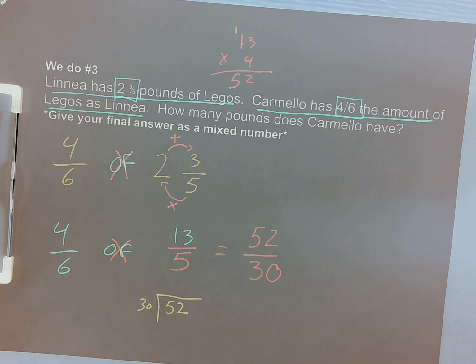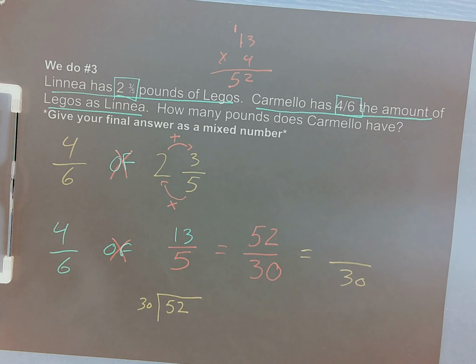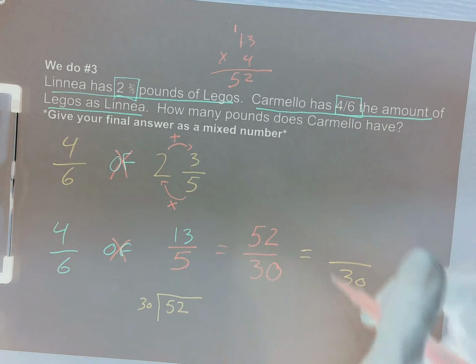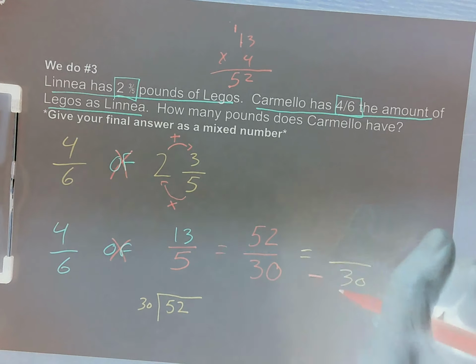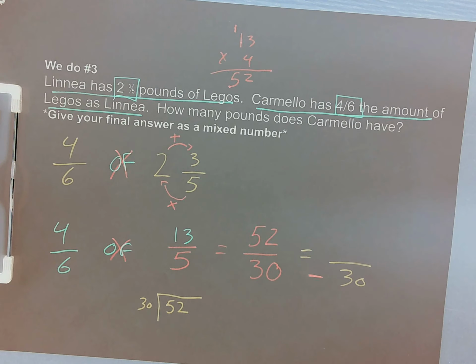I'll say that one more time. Your answer will be your whole number. Your remainder will be the numerator, and your denominator will stay the same. It'll stay 30. Go ahead, divide to convert 52/30 into a mixed number. Remember, you'll have a whole number and then a fraction with 30 as your denominator.